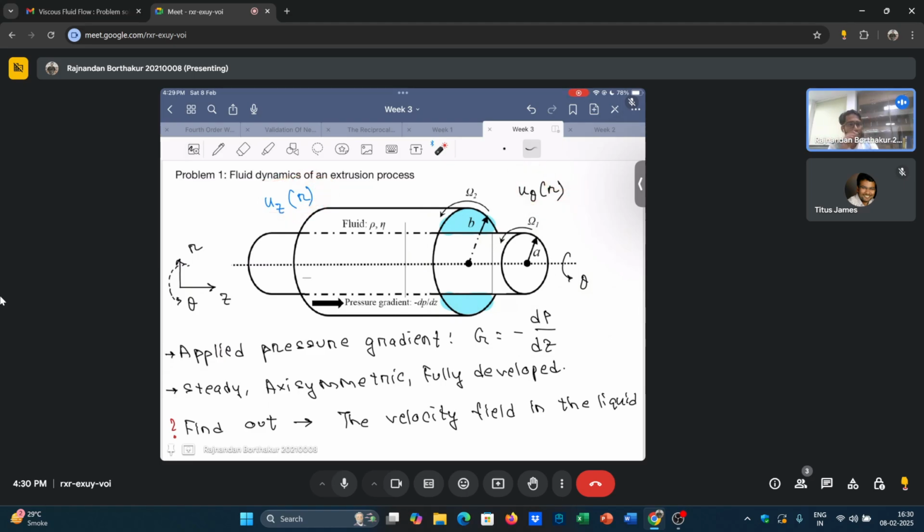And just try to convince yourself that you will not have a ur component of velocity. Think about it, why you will not have a ur component of velocity. Can you give an answer to it? Why you will not have a ur component of velocity in this case? All right, we will see actually why we cannot have a ur component of velocity.